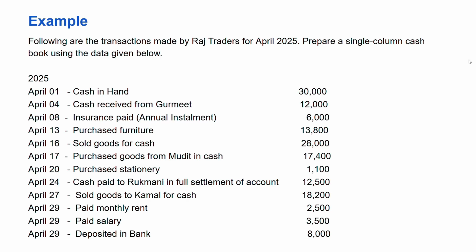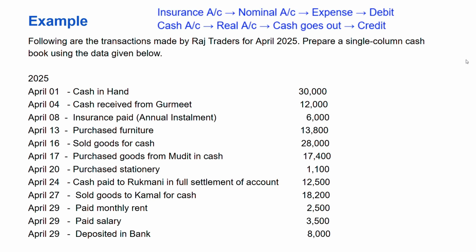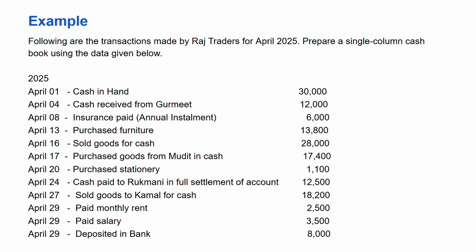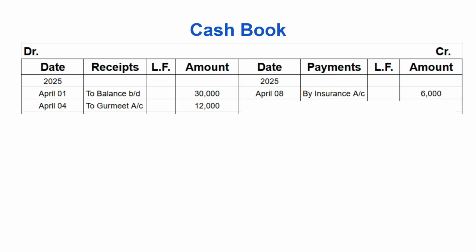Next, April 8, insurance paid, that is annual installment 6,000 rupees. Here the two accounts affected are insurance account and cash account. Insurance account, it is nominal account, and insurance, it is expenses, so debit the expenses. And cash account, cash is real account, and here cash goes out of the business, so it is credited. Let's see how we'll record it. Cash book, on the credit side, April 8, by insurance account 6,000 rupees because cash goes out of the business, so credit what goes out.